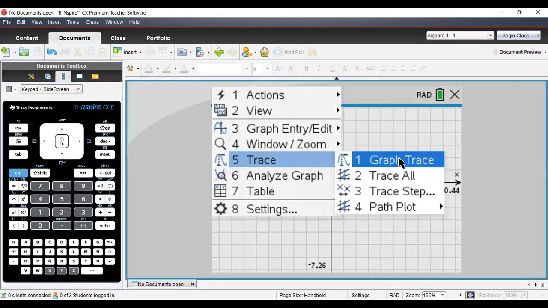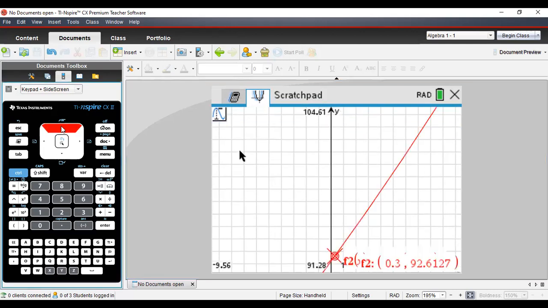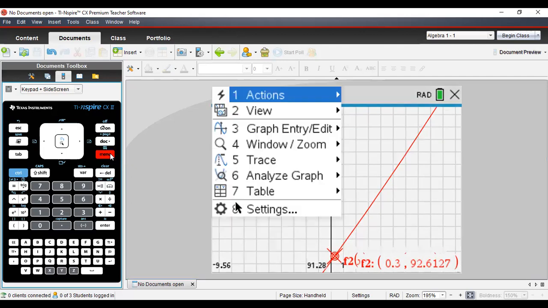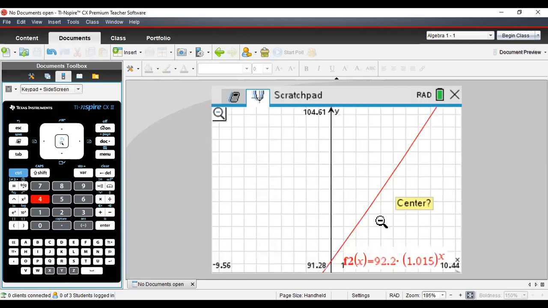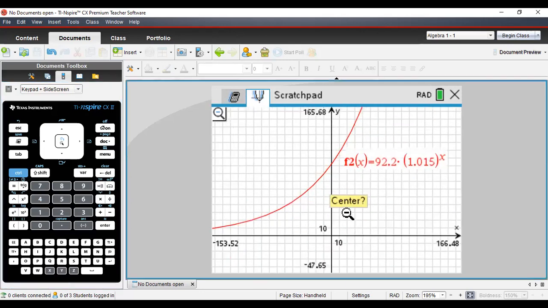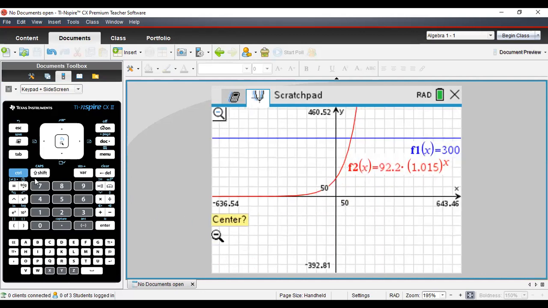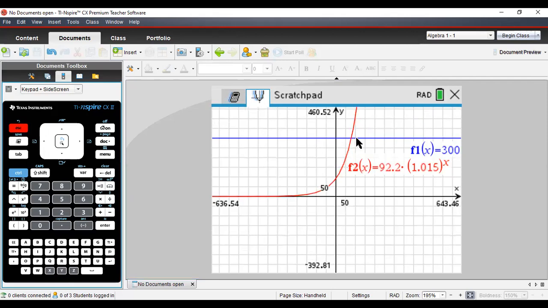Menu 5, and then 1. And now that's the 300 million. But what we need to find is where is the other function. So let's do that. And there it is. Now, I'm going to zoom out until I find where they intersect. So I'm going to go menu 4, 4, and then I'm just going to go out, out, out, out, out, out. All right, so now I'm out and I can see the intersection there.